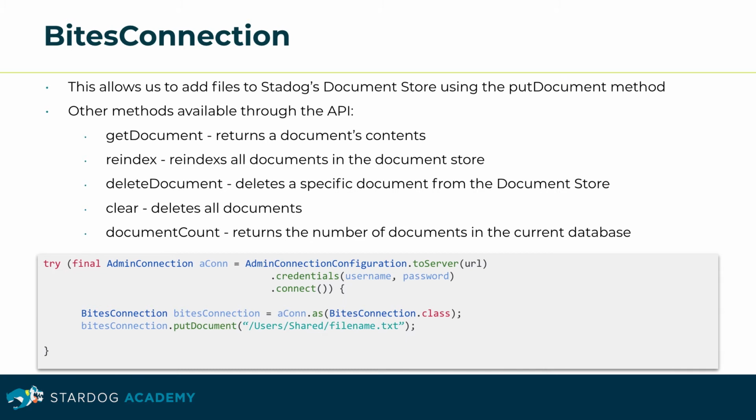This next one is BITES, which stands for Blob Indexing and Text Enrichment with Semantics, and it's part of our full text pipeline. It allows us to have full control over being able to manage the document store such that we can add documents, retrieve them, reindex, delete, and know how many are stored. In this example, once again, we're going to grab an admin connection and then cast it to the BITES connection using the as operator. And then we can start to manage some documents. In this case, we're going to be adding the document to the store using the put document method.